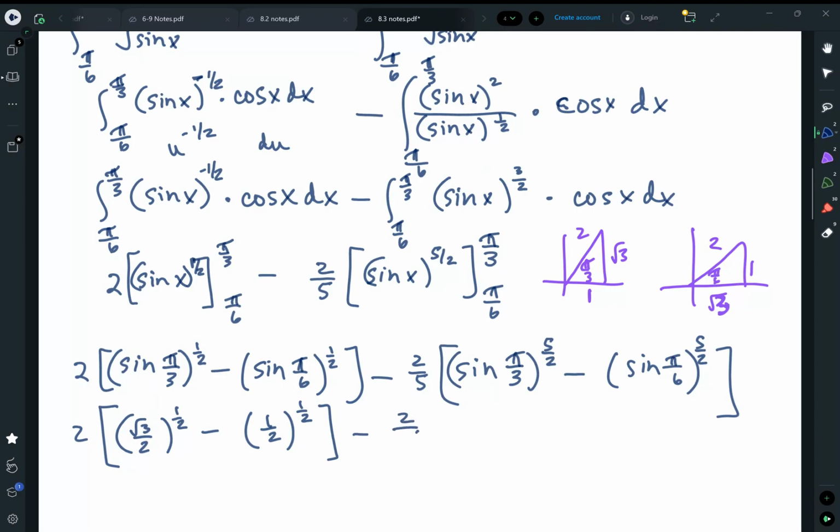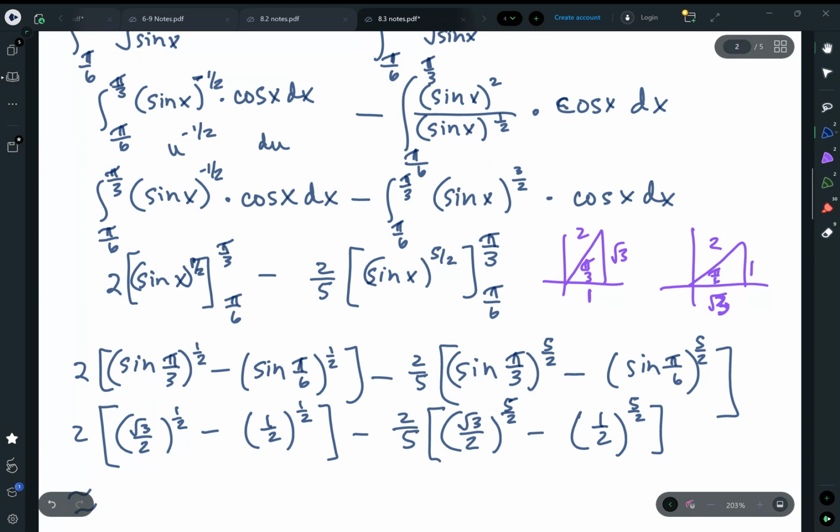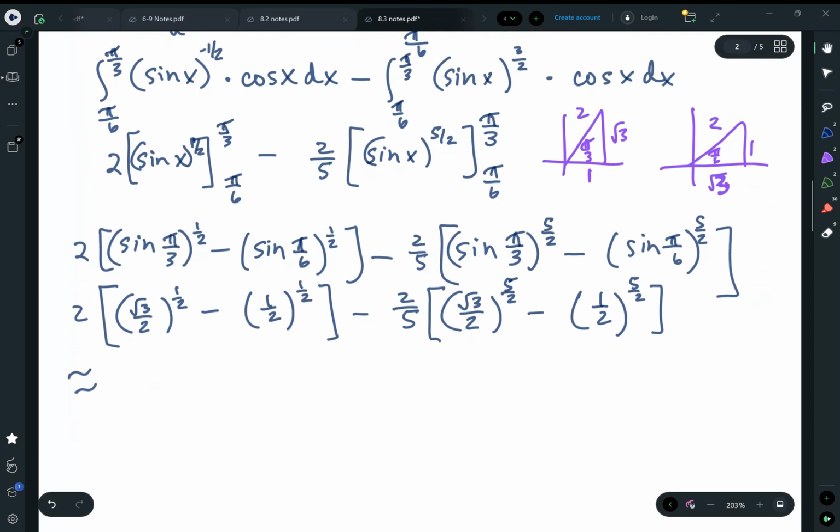Minus 2/5. Sine pi over 3. Again, that's going to be root 3 over 2 to the 5/2 power. So this is about when I gave up earlier and said, I'm going to grab a calculator. So I did grab a calculator, and I went ahead and cranked that out so you didn't have to stop in the middle of the video and wait for me. I got this was approximately 0.239.